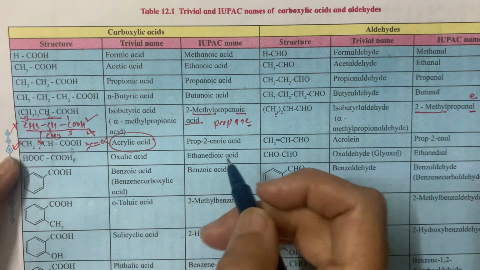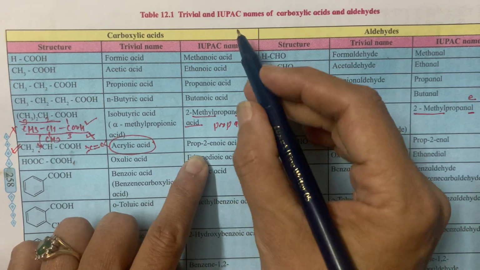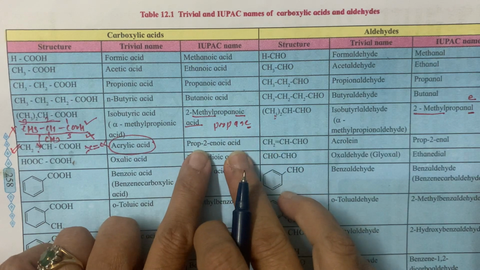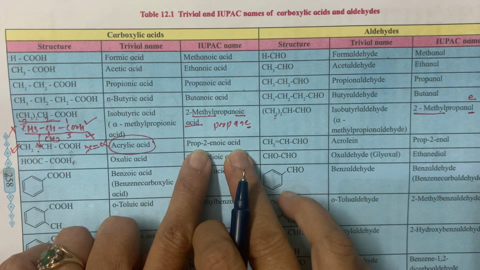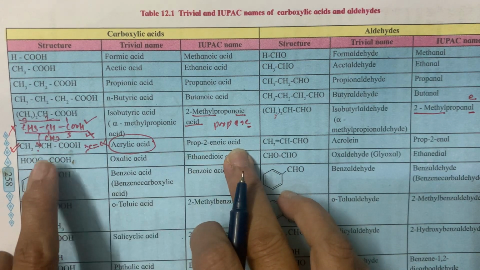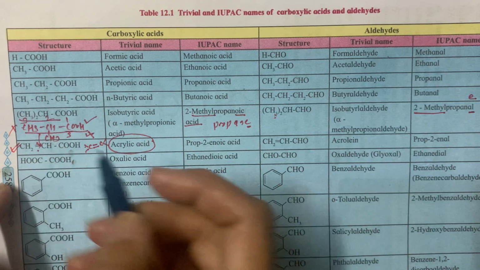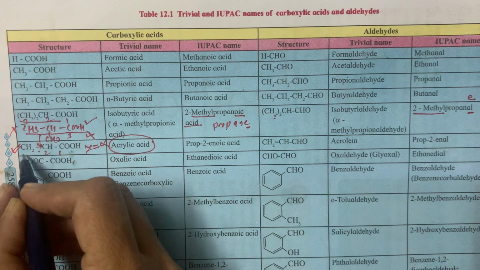But when we are going to see the IUPAC names, then again we have to write it very particularly. First of all, we should consider this is 1, 2, 3.